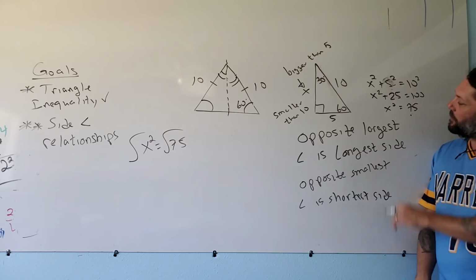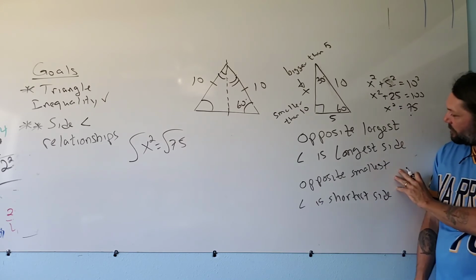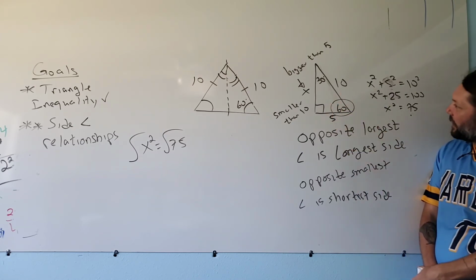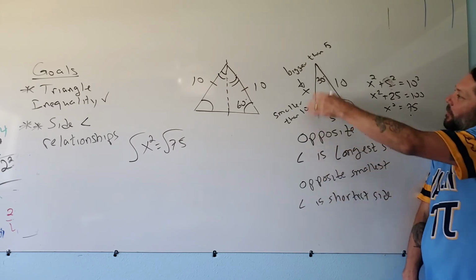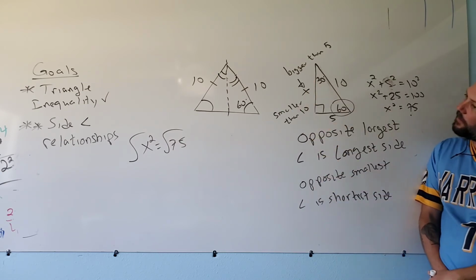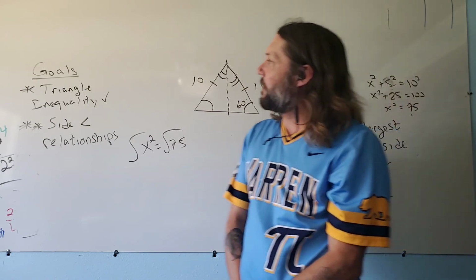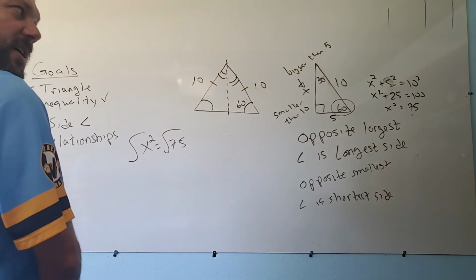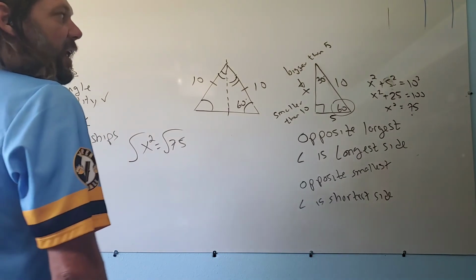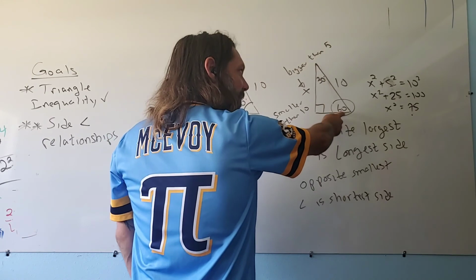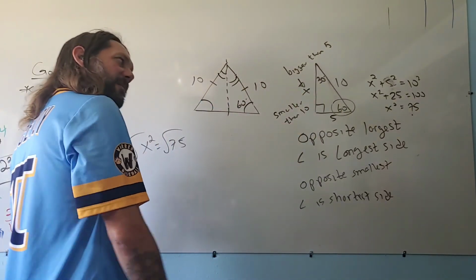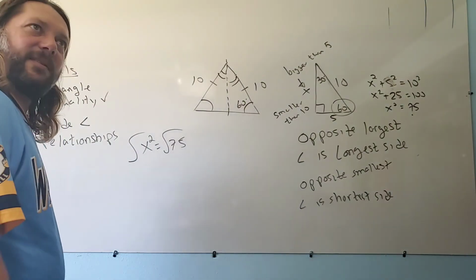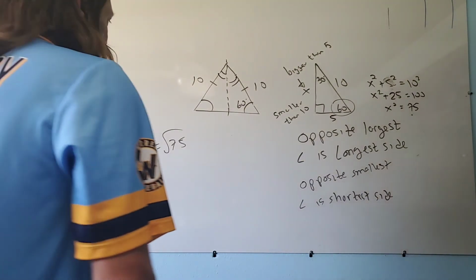And so if I know opposite the largest angle is the longest side and opposite the smallest angle is the shortest side, then opposite the median angle is going to be the middle length, right? And so this is the side angle relationship that I want you to understand. Opposite the smallest angle is the shortest side. Opposite the longest angle is the longest side. Opposite the median angle, the angle in the middle, is going to be the length in the middle, right? The median length. So median meaning middle.